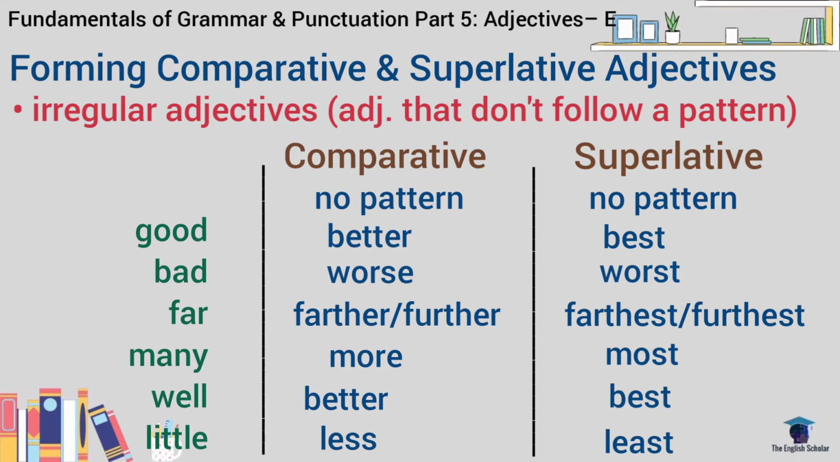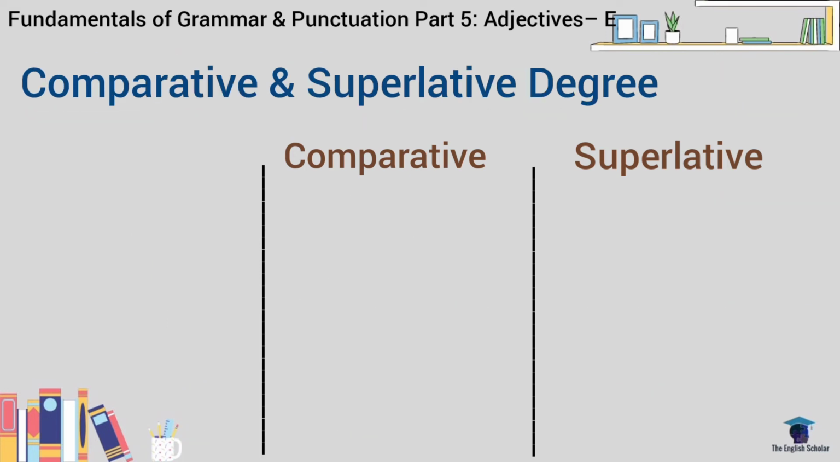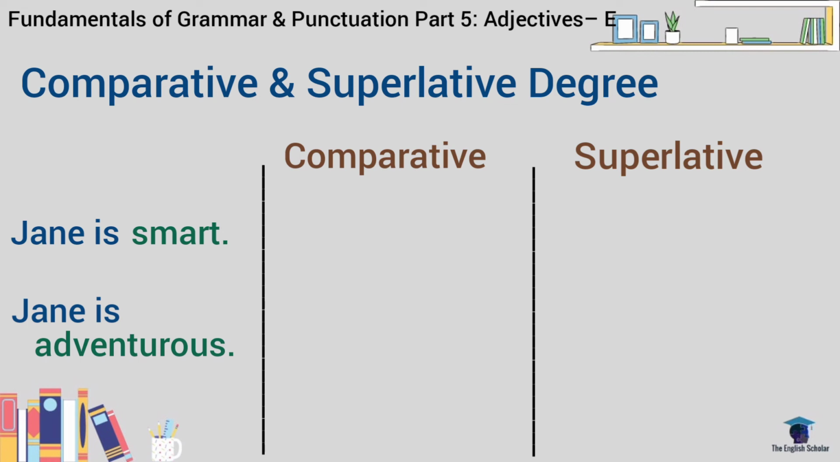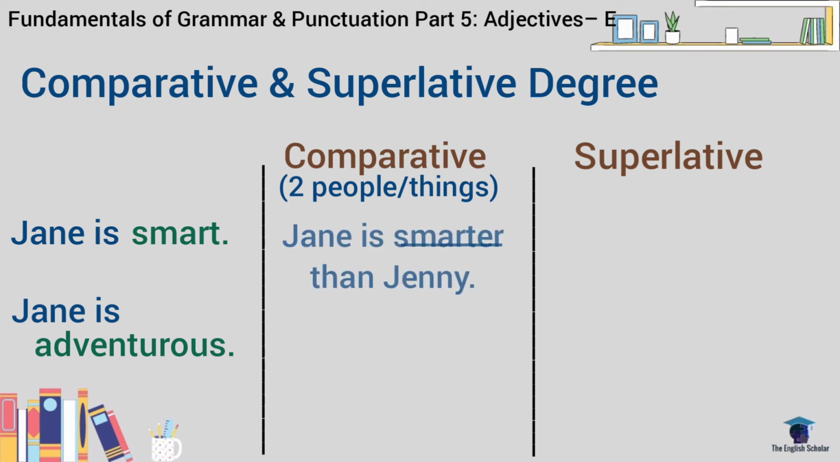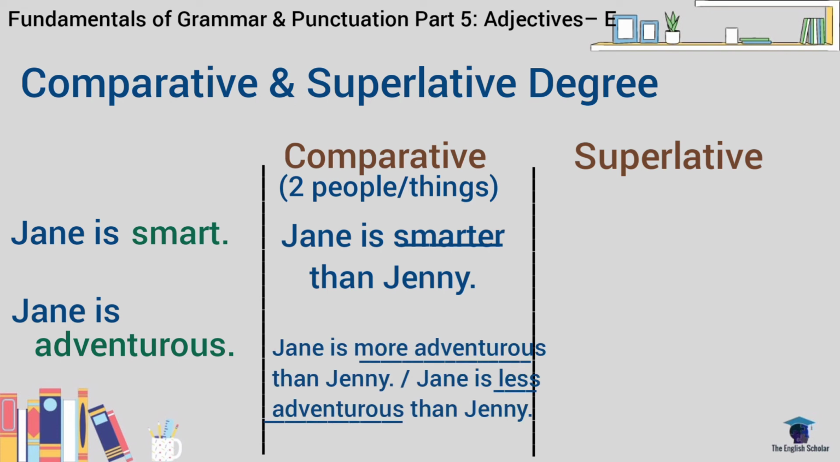Let's use some of the comparisons we had earlier in sentences. This time, we'll also use a table. For no comparison, we just use the original adjective. So, for example, Jane is smart. Jane is adventurous. For comparative, we will be using comparative adjectives because it means we are differentiating or comparing two people or things. So it will look like this. Jane is smarter than Jenny. Jane is more adventurous than Jenny.